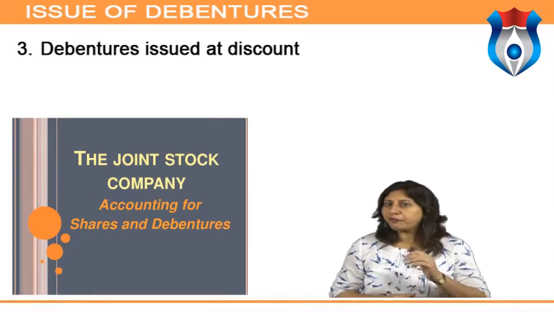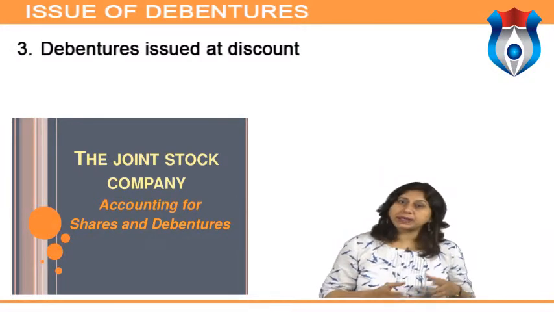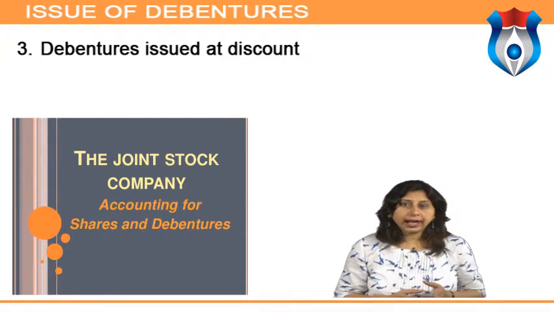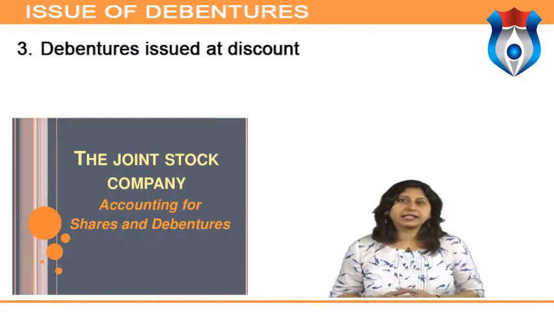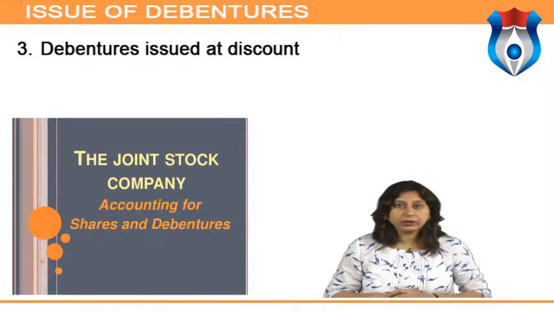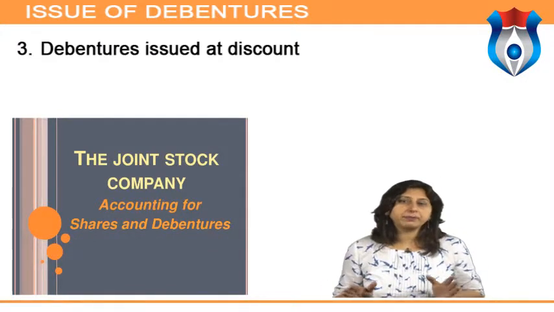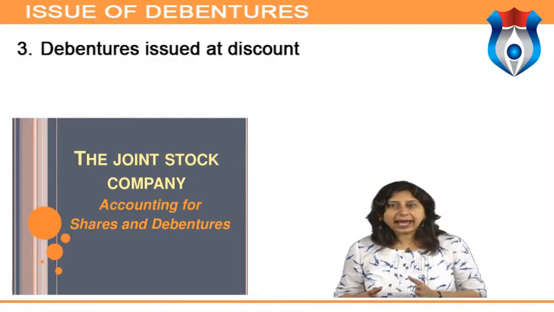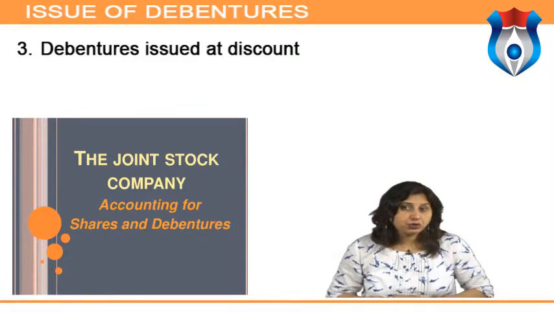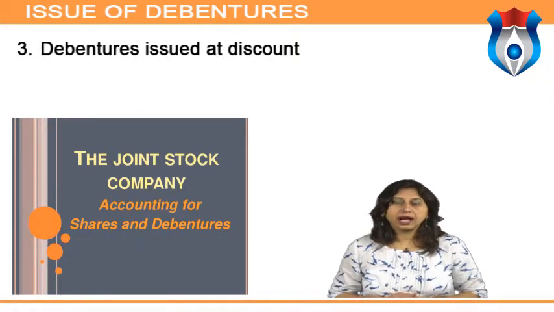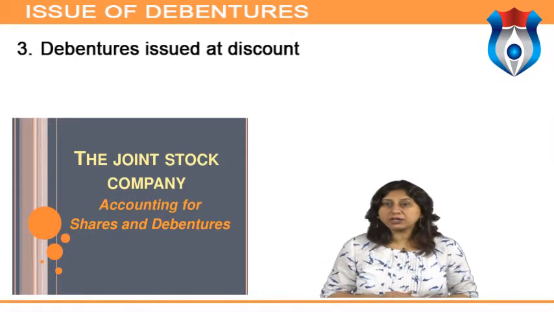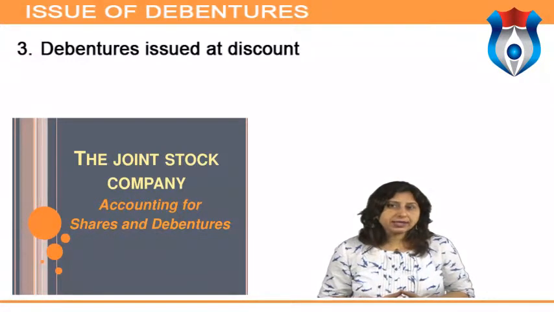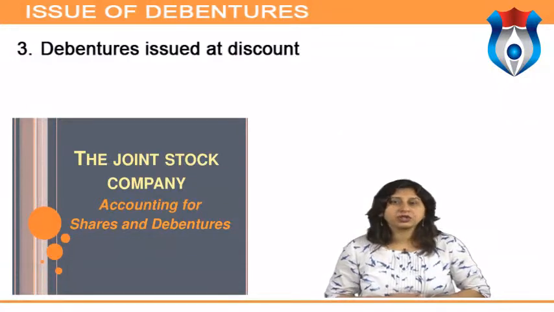When debentures are issued at less than their nominal value, they are said to be issued at discount. For example, a debenture of rupees 100 each is issued at rupees 90 per debenture. Companies Act 1956 has not laid down any conditions for the issue of debentures at a discount as have been laid down in case of issue of shares at discount. However, there should be provision for issue of such debentures in the Articles of Association of the company.